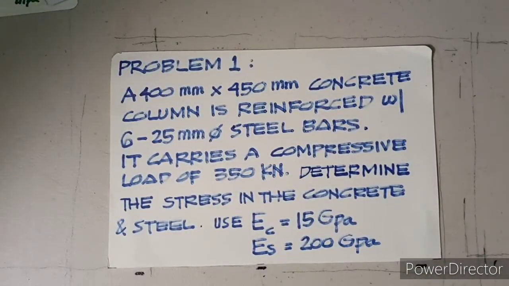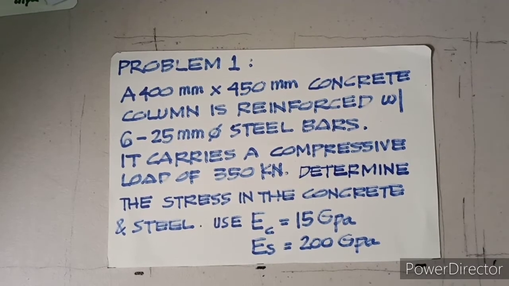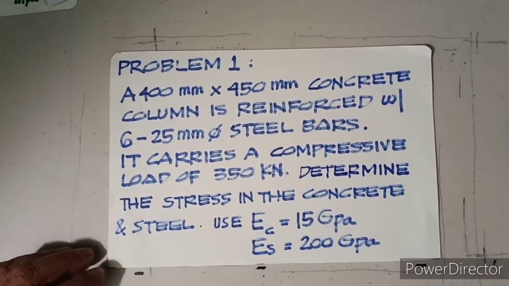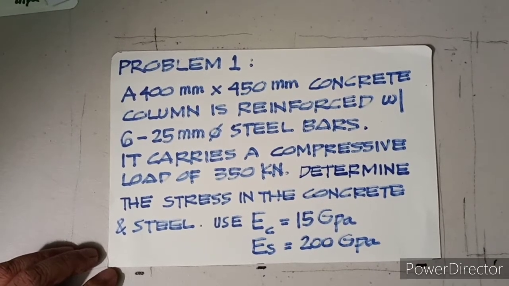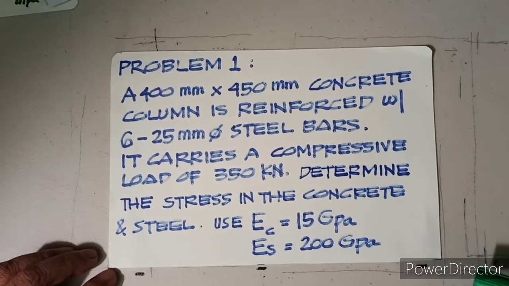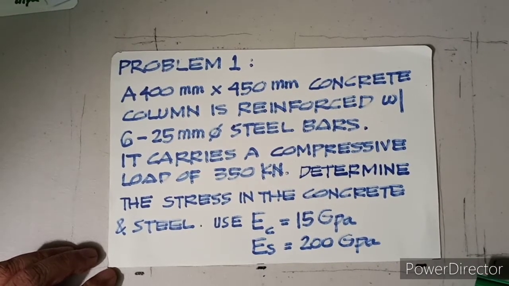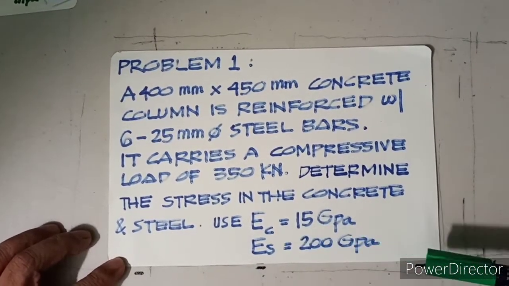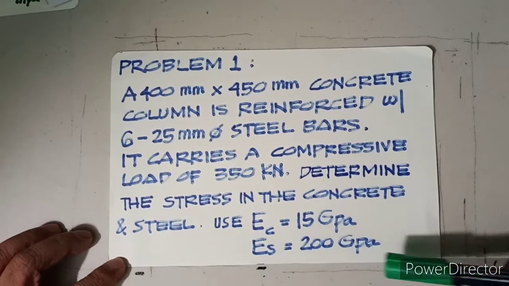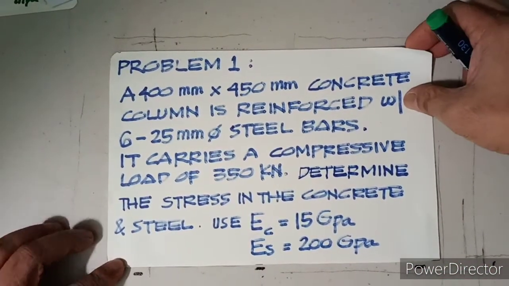The first problem: a 400 millimeter by 450 millimeter concrete column is reinforced with six 25 millimeter diameter steel bars. It carries a compressive load of 350 kilonewtons. Determine the stress in the concrete and steel. Use elasticity of concrete equivalent to 15 gigapascal and the elasticity of steel equivalent to 200 gigapascal.